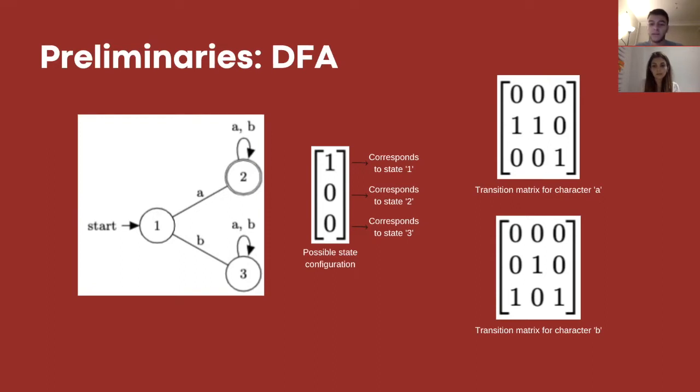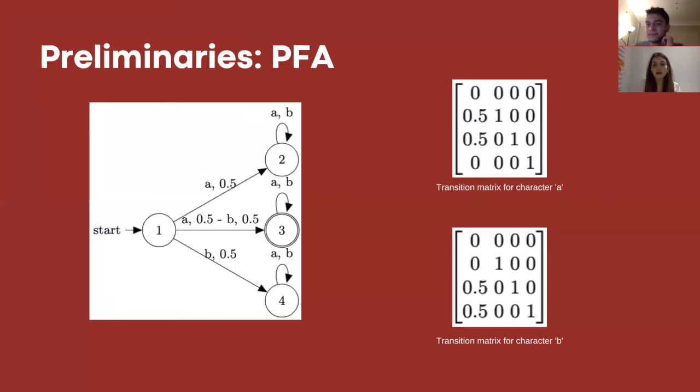The DFA also can be represented as a vector and transition matrices for each character in our alphabet. The vector holds the current state as shown, and the transition matrices correspond to the arrows on the diagrams. So if you receive a character A, you multiply your state with that character's transition matrix to get your new state. The probabilistic finite automata works similarly.